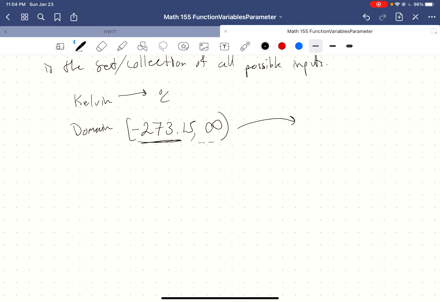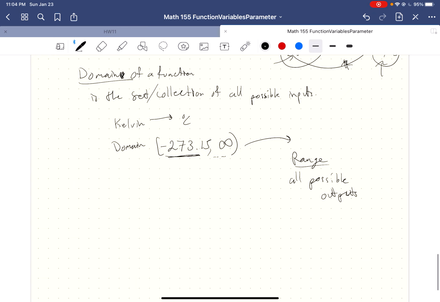And then my range, this is all possible outputs. And I believe it's, in this case, it's the same because, wait, no, what is, I'm just so rusty on Kelvin, I don't even know. I believe that, oh man, you caught me. This is what happens when I try and make it up on the fly. All right.